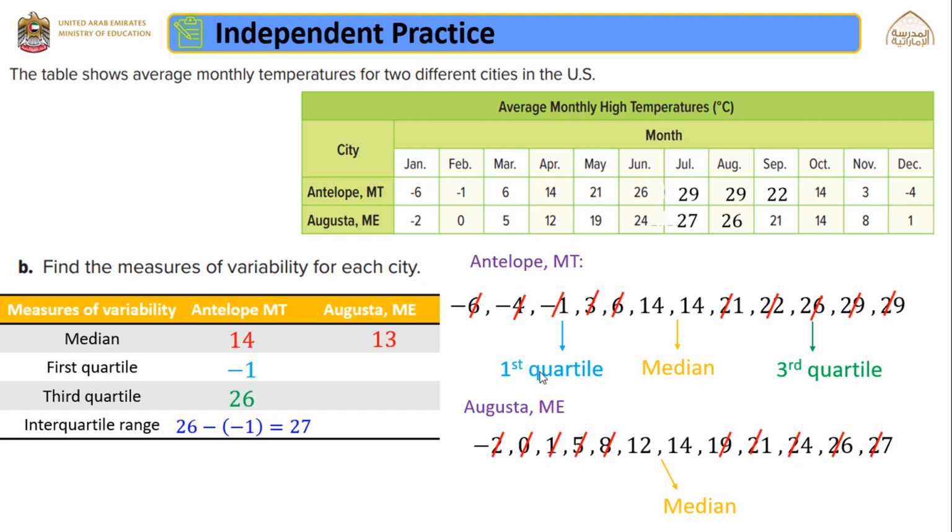To find the first quartile, we need to find the median of the lower group. To find the third quartile, we need to find the median of the upper half. The interquartile range is the difference between the third quartile and the first quartile. 24 minus 1 is 23.